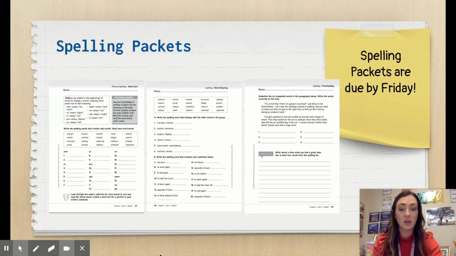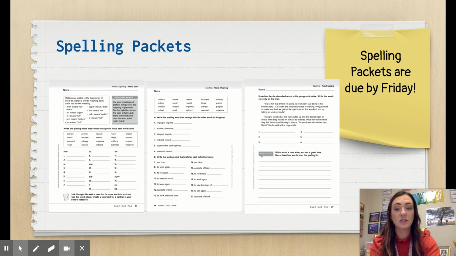If we look on the third page, this is what's new. So what you will do is you will read this little passage, and then as you are reading, you need to find the 6 words that are spelled incorrectly. You write them correctly on the lines. And then the last part is write about a time when you had a great idea. Use at least 4 words from the spelling list.